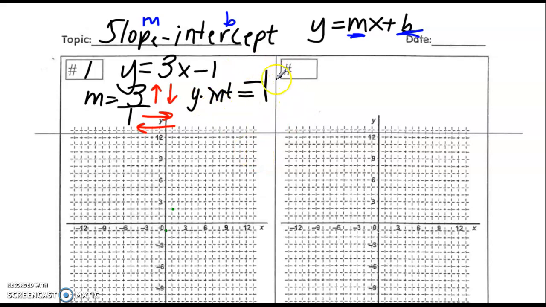So again, my first point was -1 on the y-axis right there. My second point, I went from that point up 3, right 1 to plot that second point. And now you're going to connect those 2 points with a straight edge. And there's our equation. There's our graph.